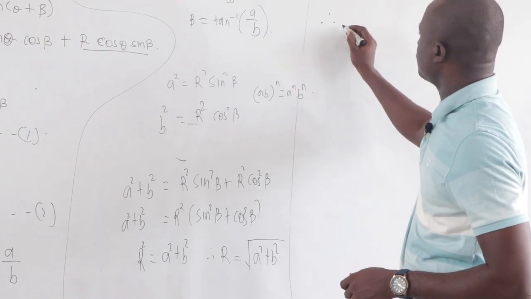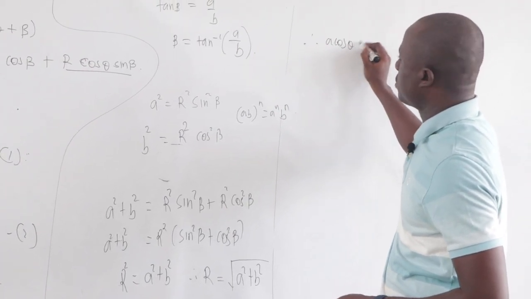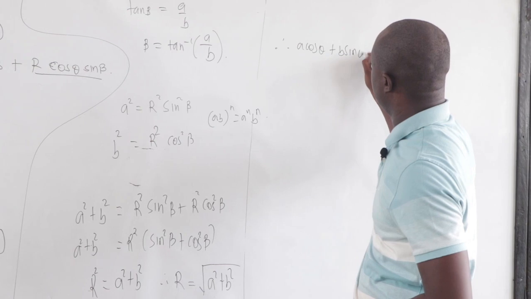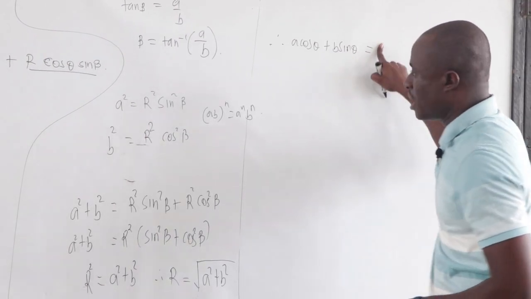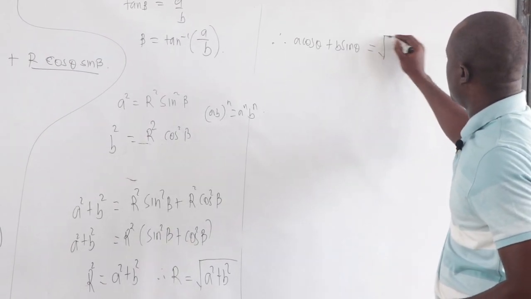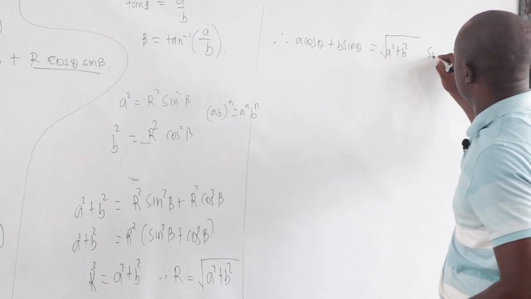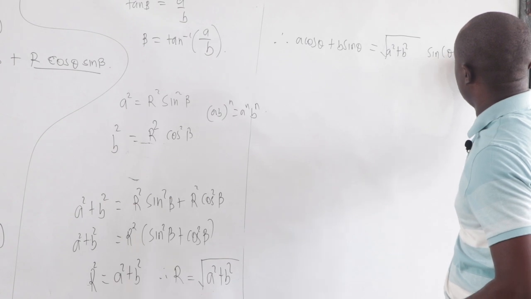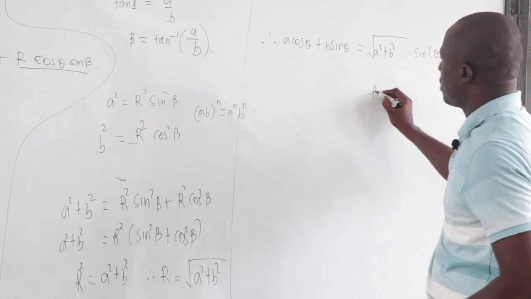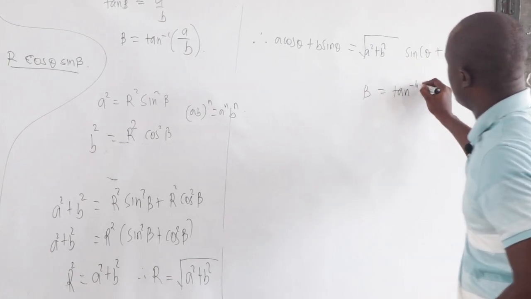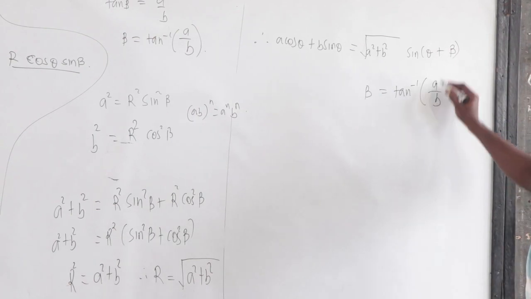Therefore, our a cos theta plus b sin theta, we have our r. What is our r? Our r is the square root of a squared plus b squared, times sin(theta plus beta). And then our beta is tan inverse of a over b.